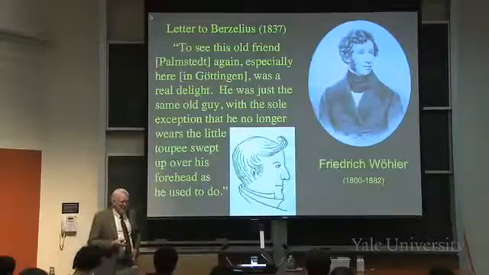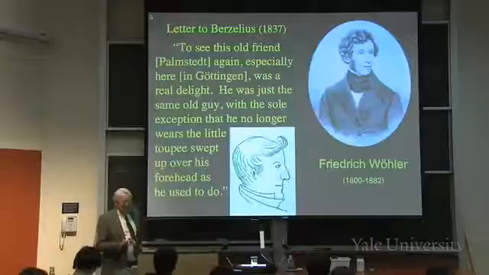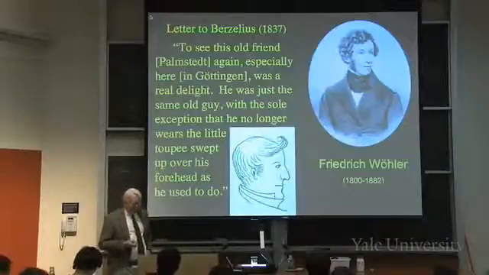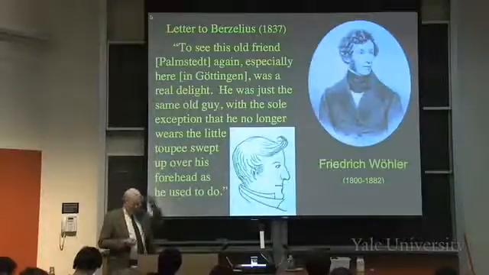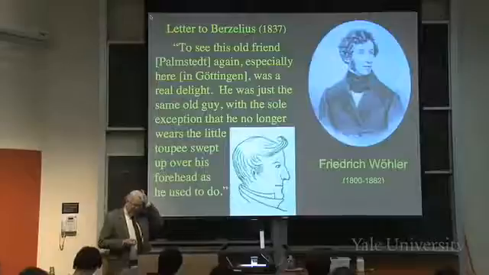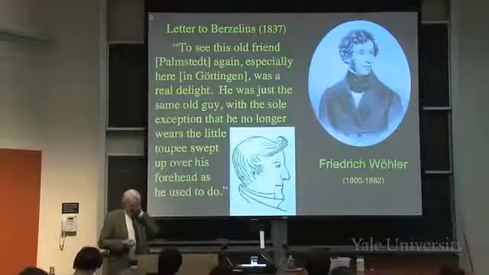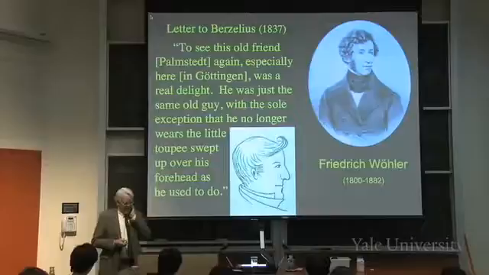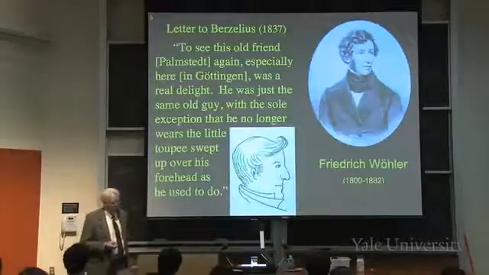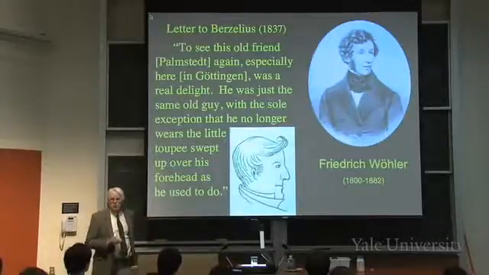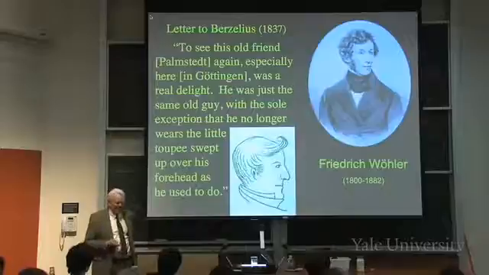Partly because Wöhler had sort of a lamish sense of humor and was a cartoonist. So for example, in this letter to Berzelius in 1837, 10 years later, he said, "To see this old friend Palmstedt again, especially here in Göttingen, was a real delight. He was just the same old guy, with the sole exception that he no longer wears the little toupee swept up over his forehead as he used to do." So Wöhler drew this cartoon in there.